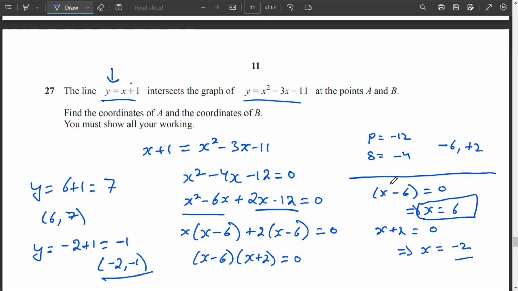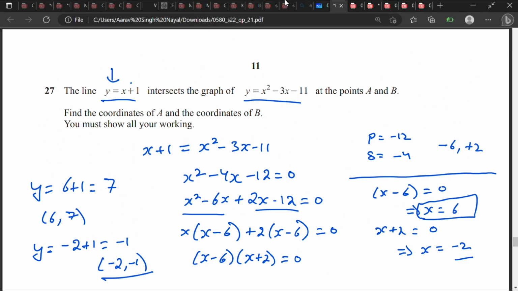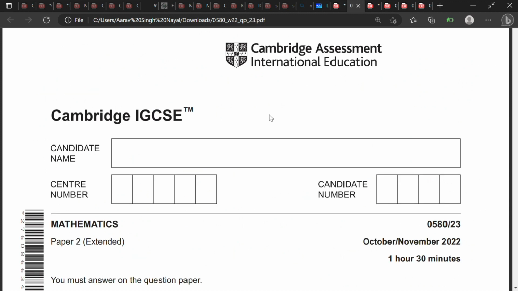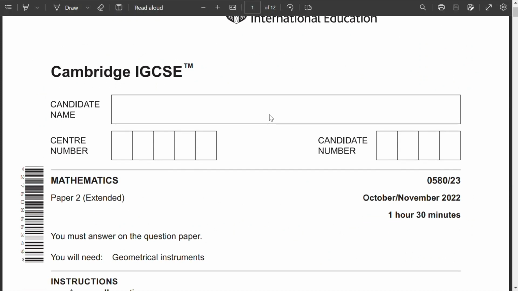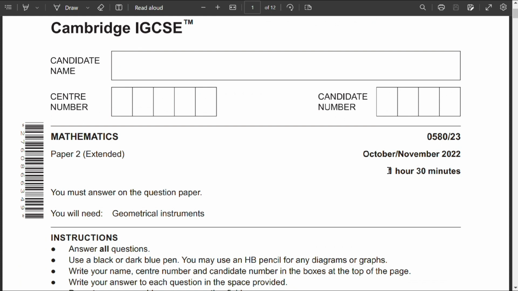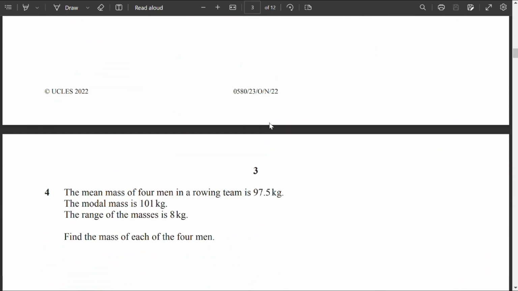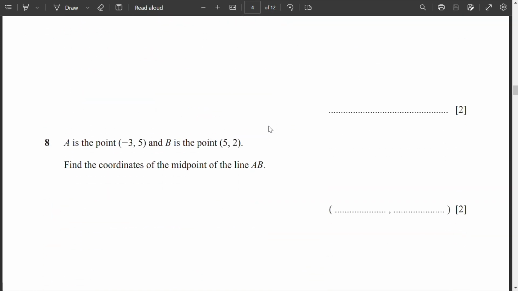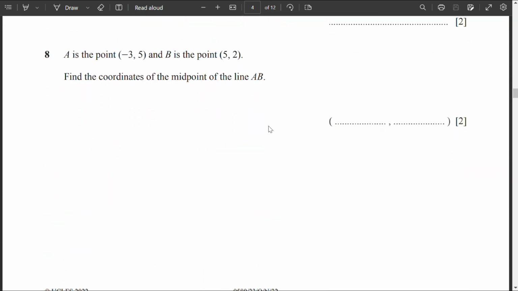Okay. Now I'm taking the question from this paper. This is of October, November 2022. It's the 23 paper. So question 8 is a coordinate geometry question. So we are directly going to question 8. Okay. Now, this is basically an easy question.